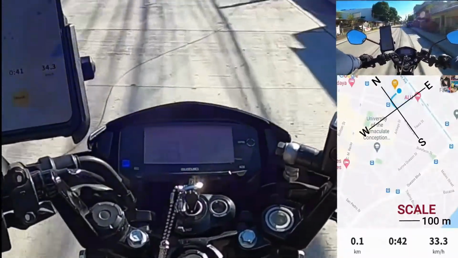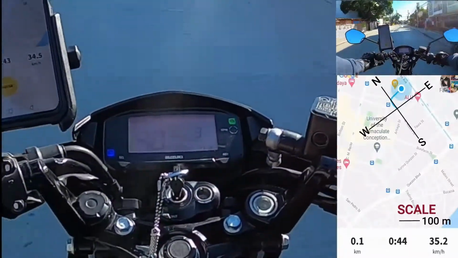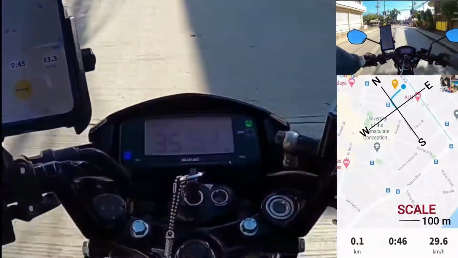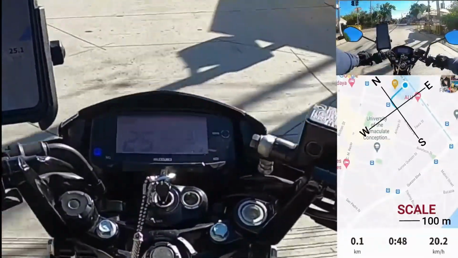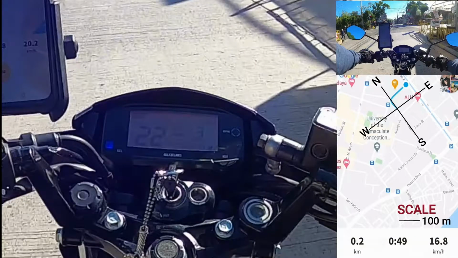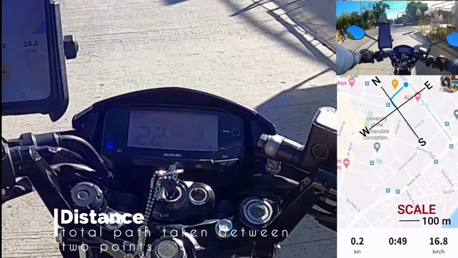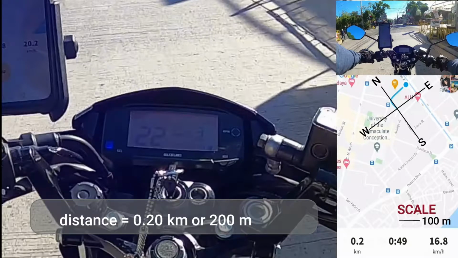How are we going to describe motion? First, let us differentiate distance and displacement. Distance refers to the total path taken between 2 points. So in the Google Map, it is from the origin to this point, and that is shown here, and that is 200 meters. So the distance covered is 200 meters.